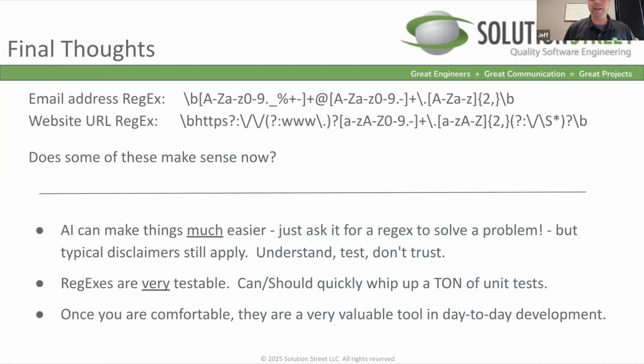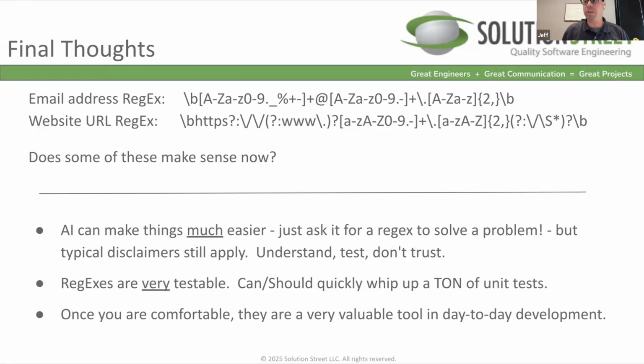Of course, with anything now in coding, AI can make things much easier. You can just ask it for a regular expression to solve a problem. But our typical disclaimers apply. Make sure you understand what it's giving you back. Don't blindly use anything. Test it, and don't just trust it. You really want to test what you're getting from any kind of coding assistant or AI tool. Regexes are very testable. You can quickly whip up a ton of unit tests for regular expressions that you write, and you really should.